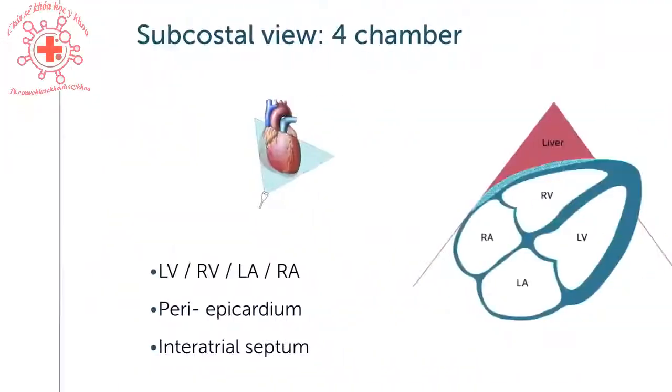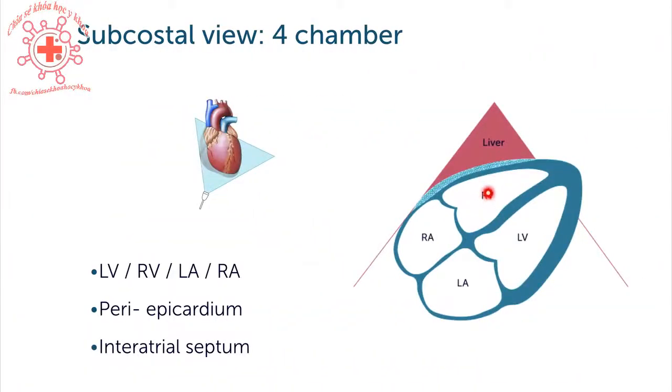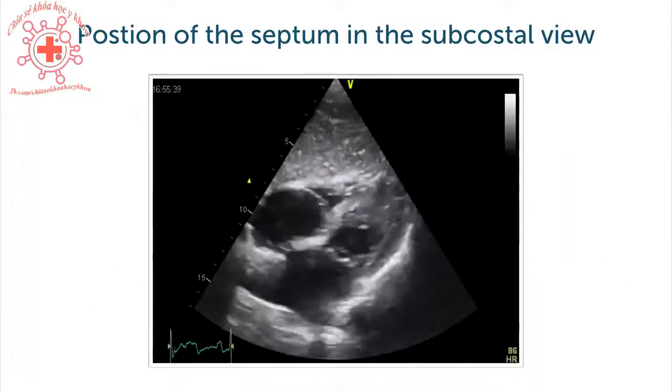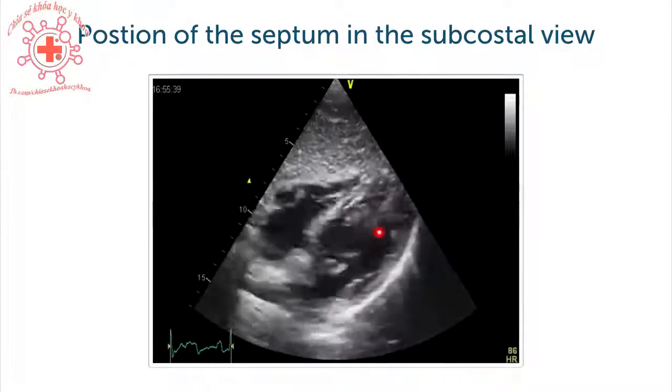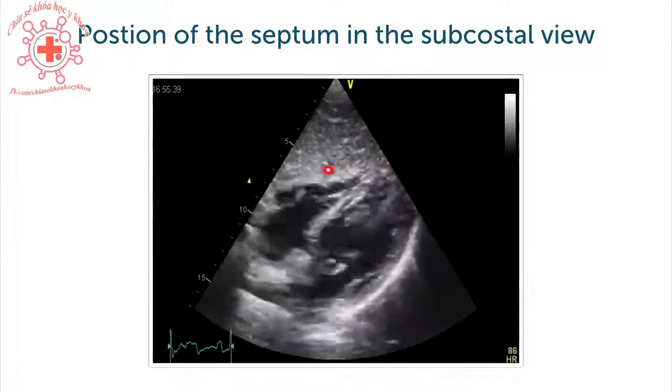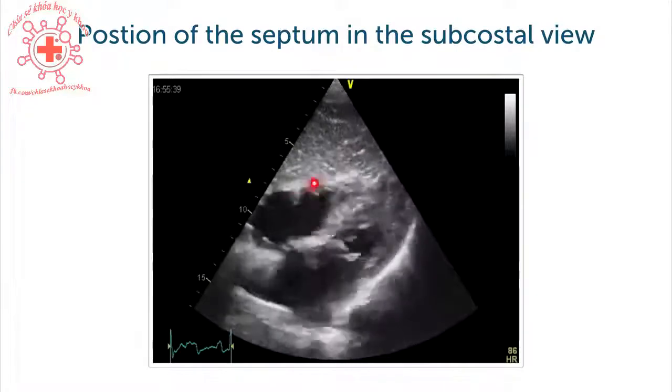As a short review, we are seeing all 4 chambers. The right ventricle is the one which is closer to the transducer. We can see the pericardium and epicardium very nicely here below the liver, and we have a very perpendicular orientation to the interatrial septum. This is a subcostal view in a healthy individual. Right ventricle, right atrium, left atrium. Note that there is no gap between the liver and the heart.